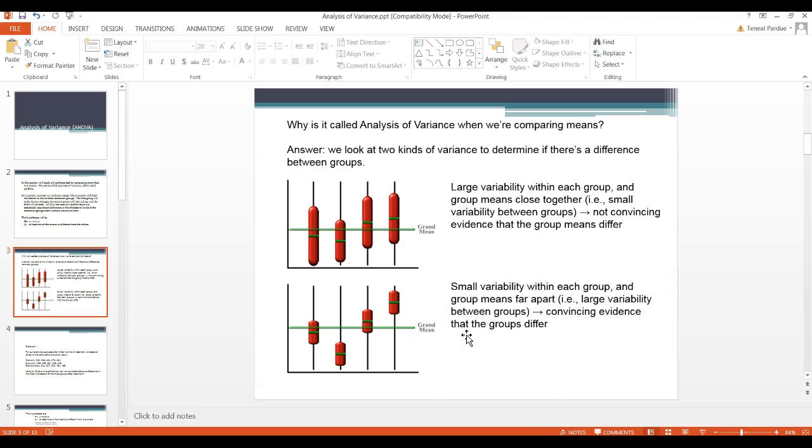So to have evidence that the groups are different, we want to see small variability within the groups and large variability between the groups. So that's why we call it ANOVA.